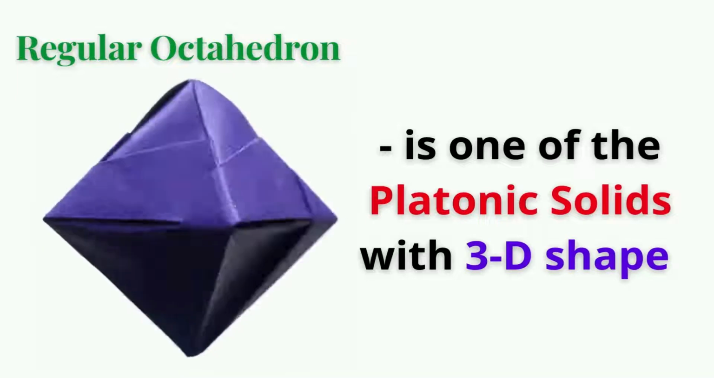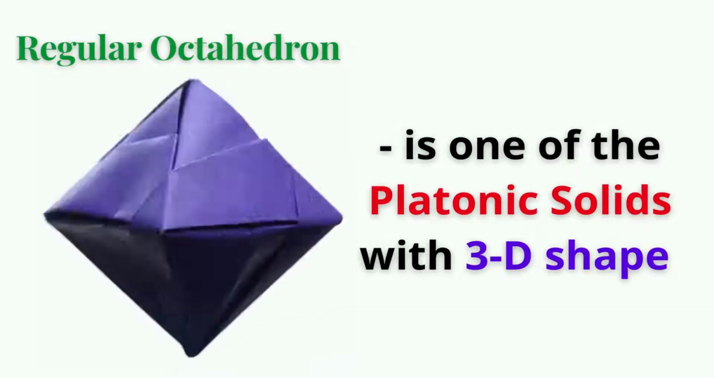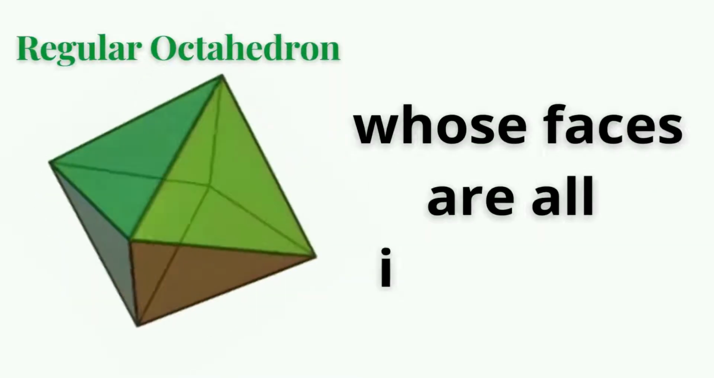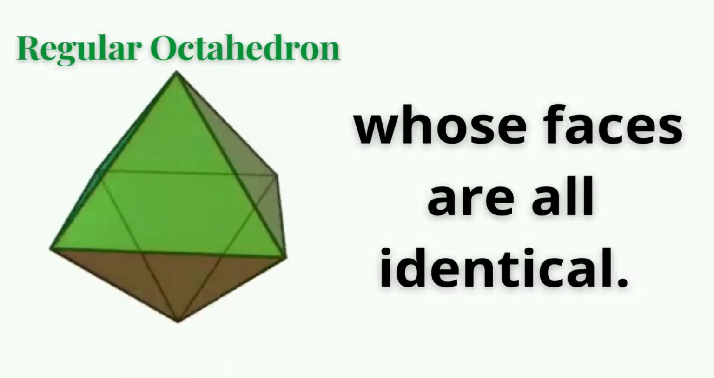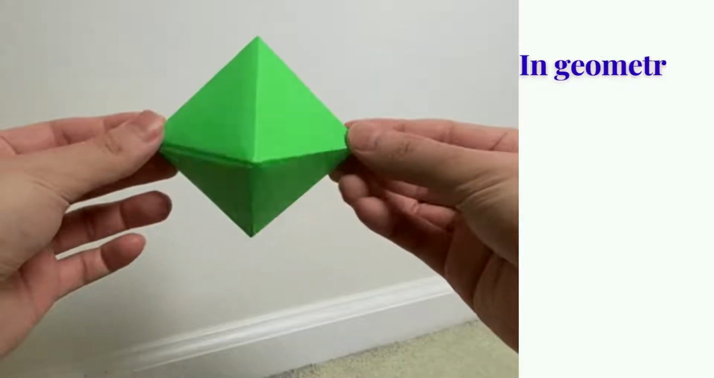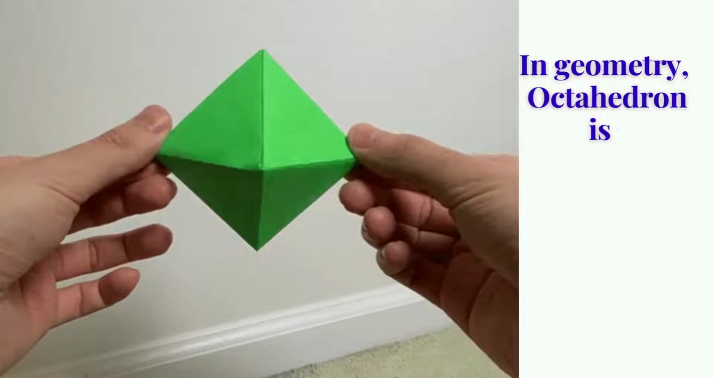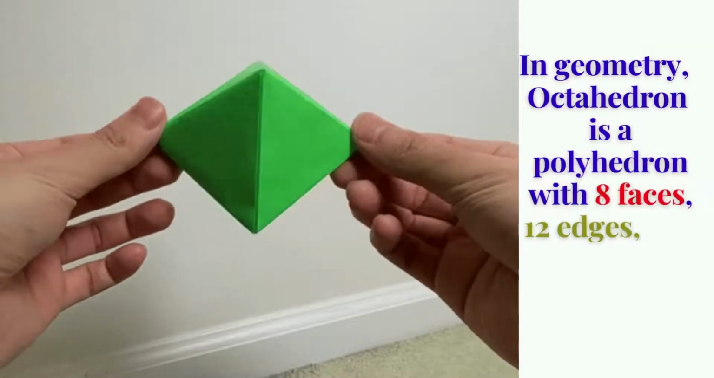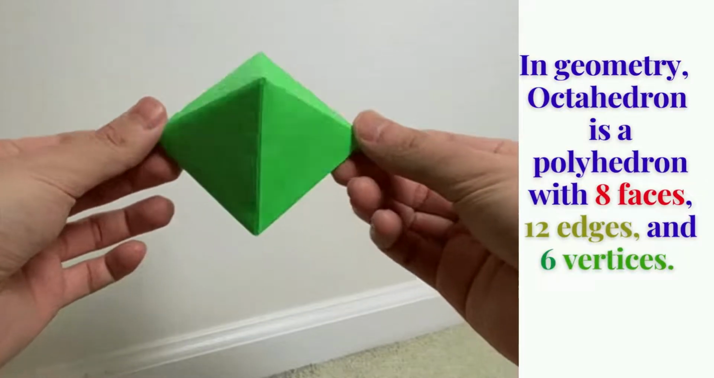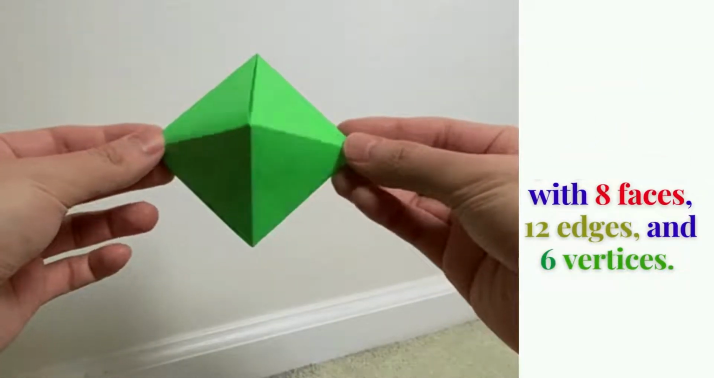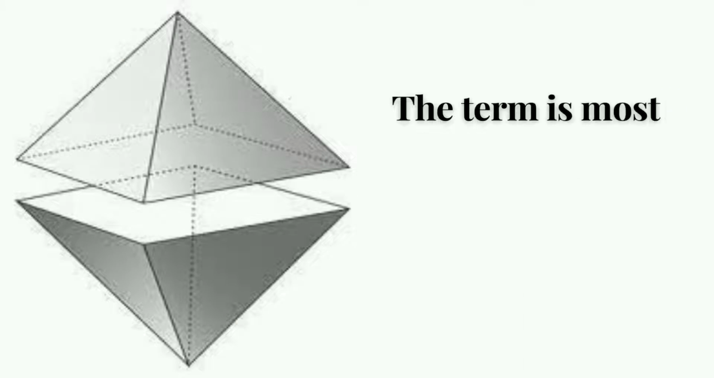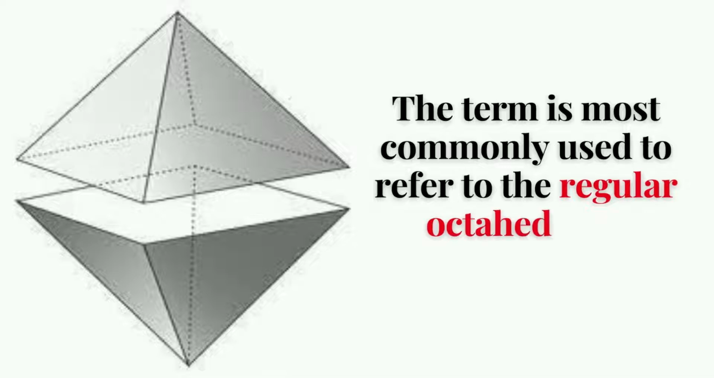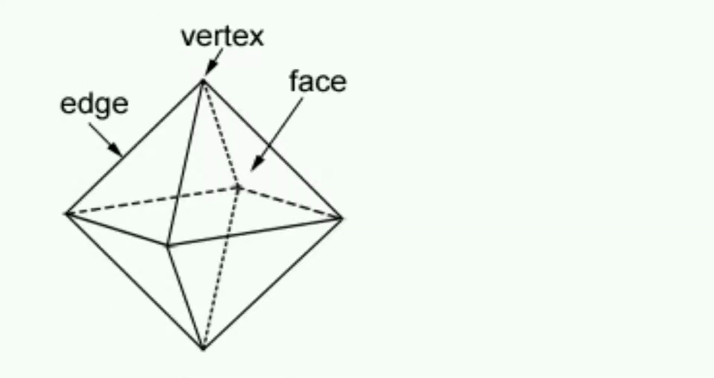It is one of the Platonic solids with 3D shape, whose faces are all identical. In geometry, octahedron is a polyhedron with 8 faces, 12 edges, and 6 vertices. The term is most commonly used to refer to the regular octahedron.